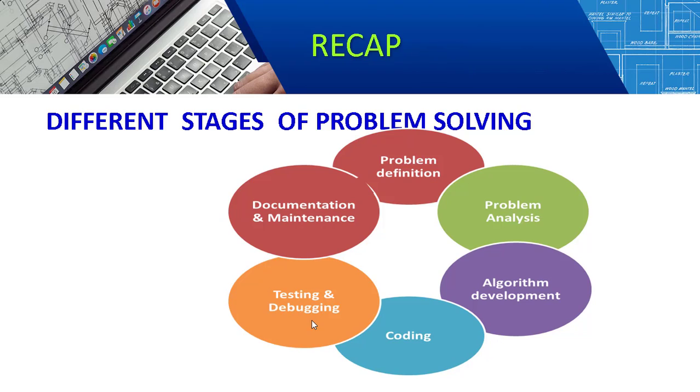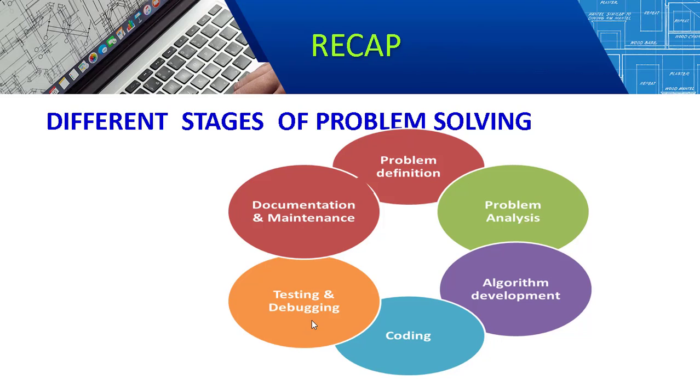Then we have another type of error, that is runtime error. Runtime error occurs when we are executing the program and entering some input data to get the output. In that case we will get some errors, and these errors are known as runtime errors. This happens during the testing and debugging.